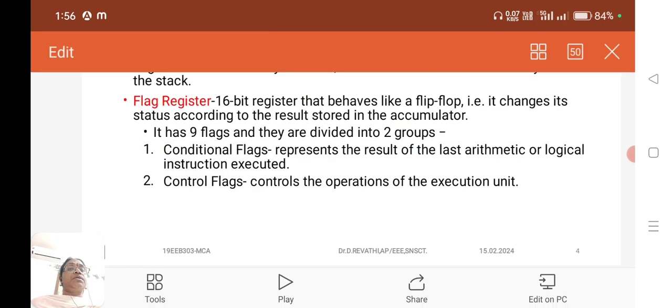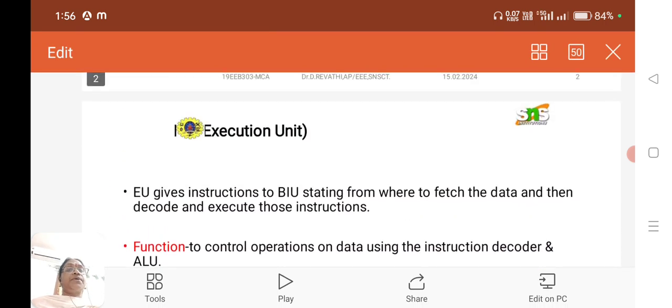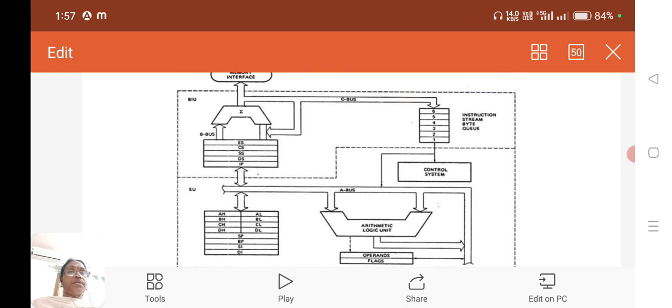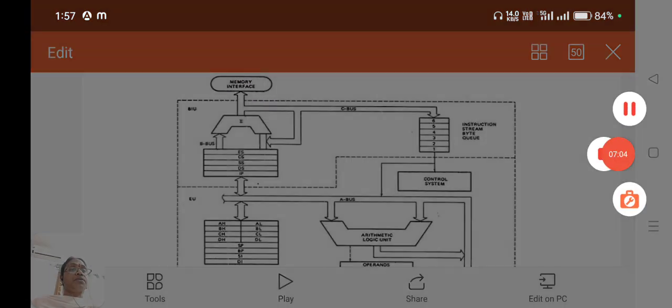So that's all about the architecture of 8086. I think you all learned more about this. If you have any doubts, please ask me.